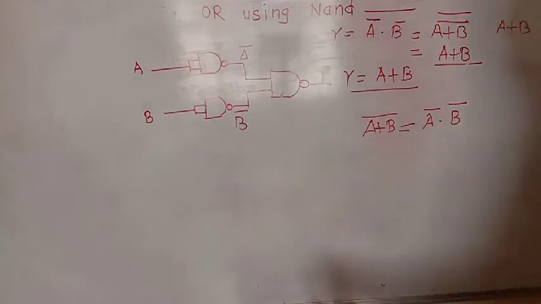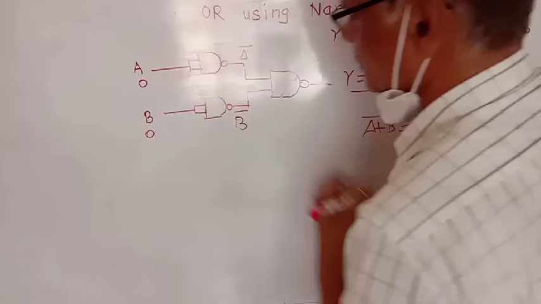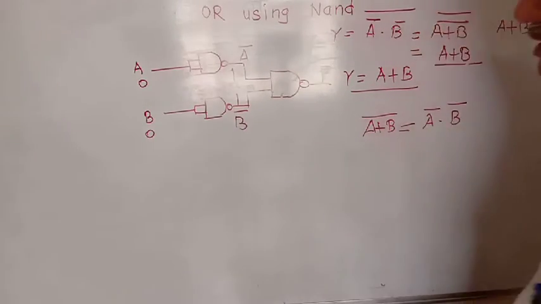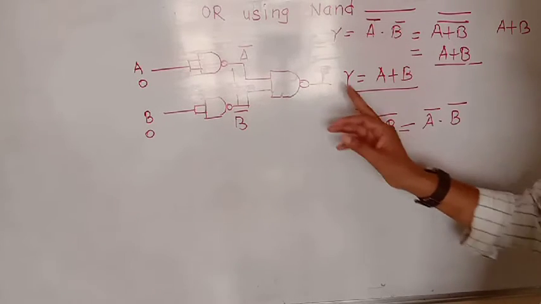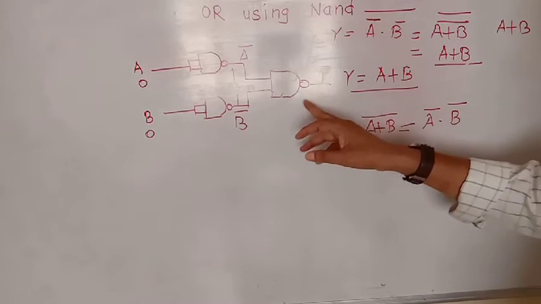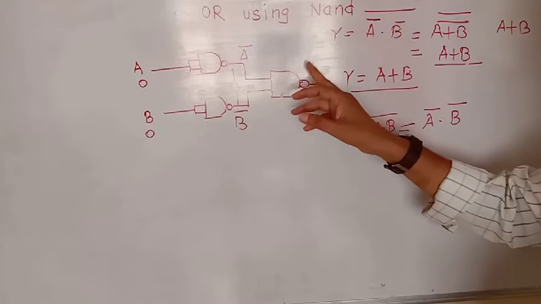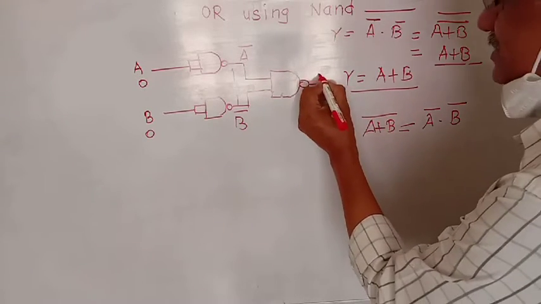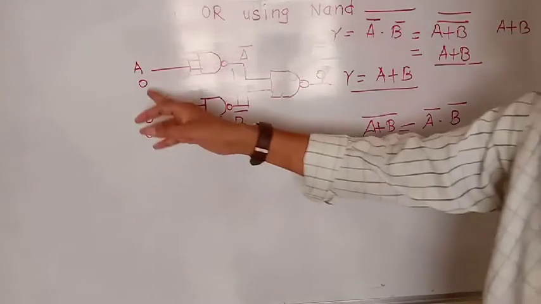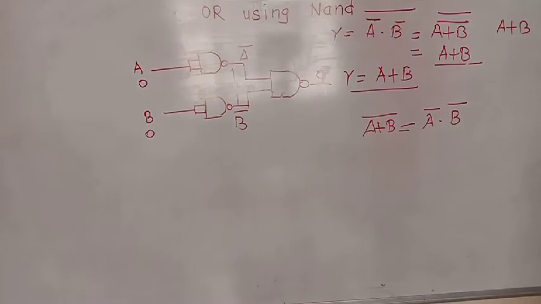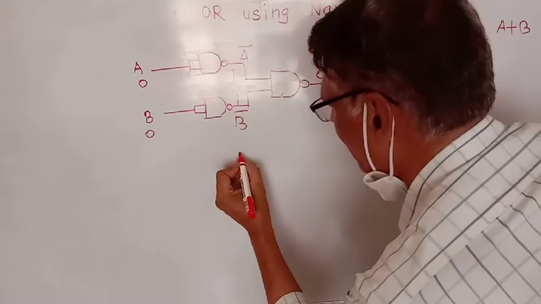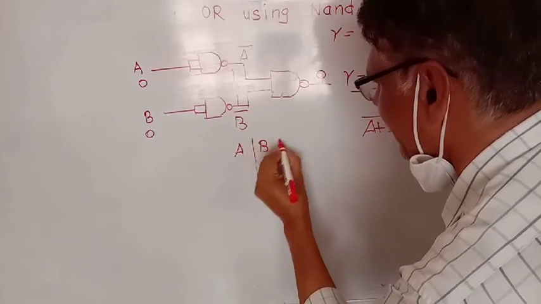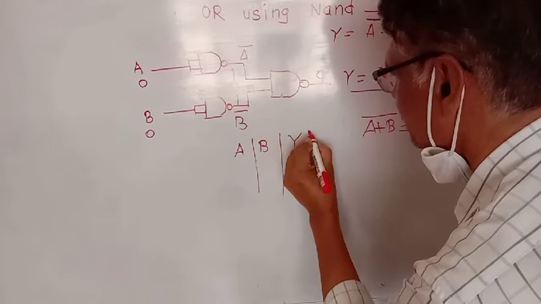Now if A is equal to 0, B is equal to 0, here we get 1, here we get 1. This is a NAND gate, so here we get Y equal to AB bar, means 1 into 1, 1, and 1 bar means 0. So when inputs are 0 0, output is 0. See the truth table of OR gate. Let A and B be inputs and Y be the output.